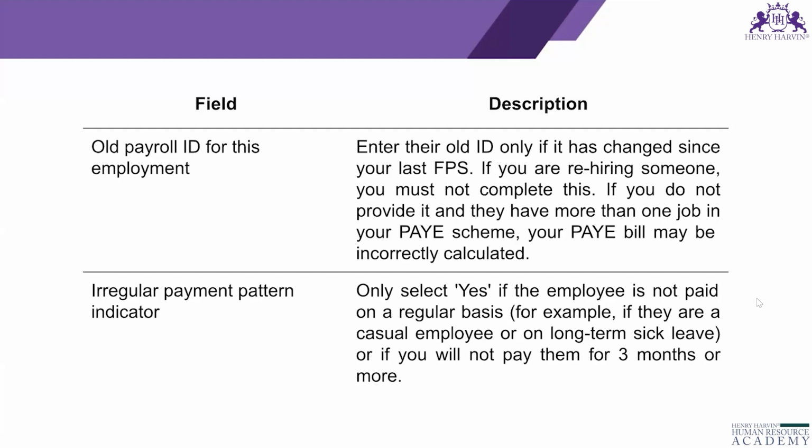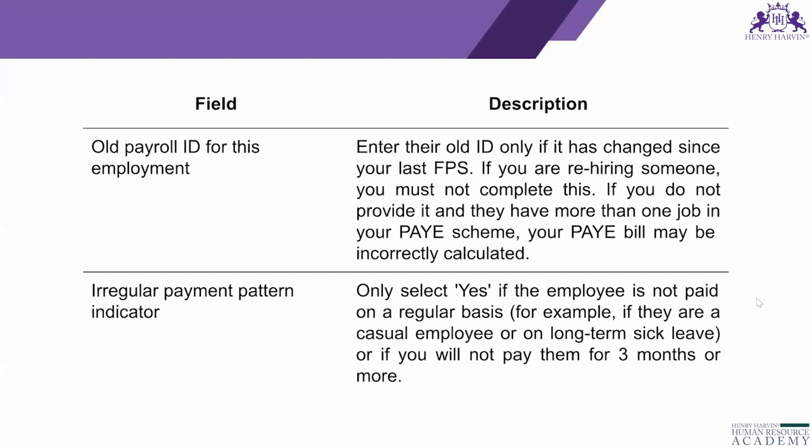Casual employee means, just for example as I gave yesterday, you're not paying them regularly, maybe based on commission or yearly incentives. Some employees are also paid through shares in the UK. They'll only receive shares. So there are different types of payment patterns. In that case, you have to select this indicator as this is not a regular payment pattern employee.